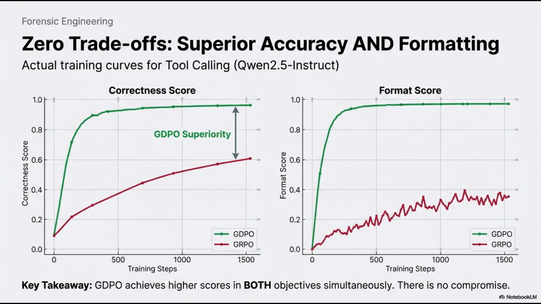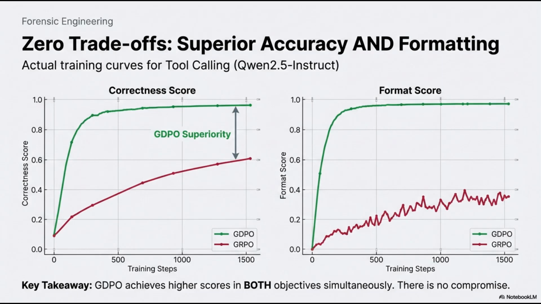Graph 2. Format score. Can the model output valid tool calls in the correct format? GDPO shoots up to nearly 1.0 within the first 100 steps and stays there. Perfect formatting every single time. GRPO struggles to break 0.4. Noisy, inconsistent. By the end, it's still only around 0.35. The model simply cannot learn proper formatting with GRPO.